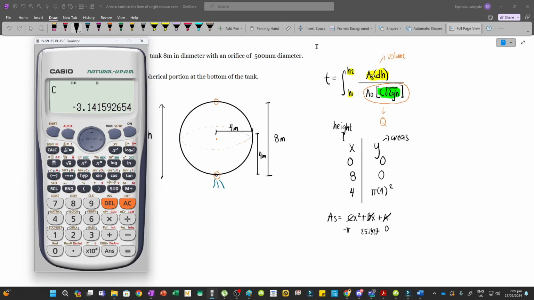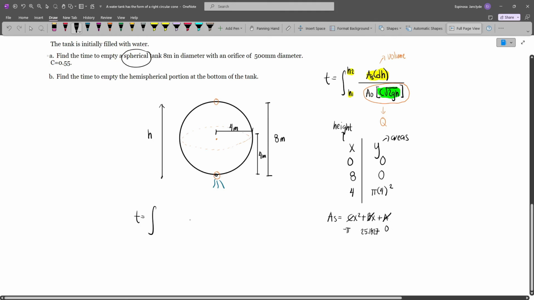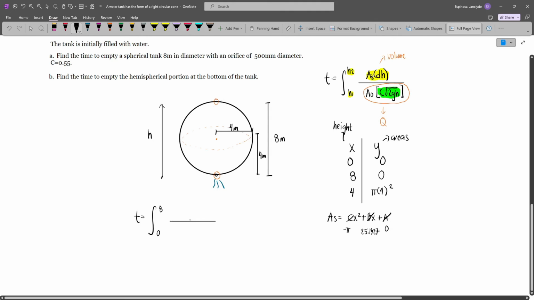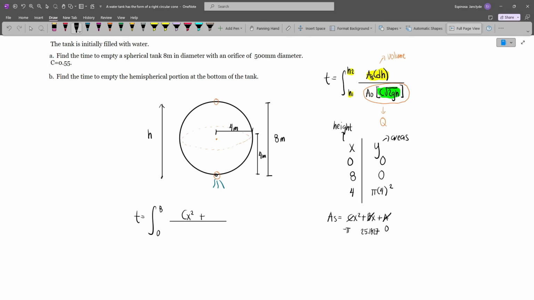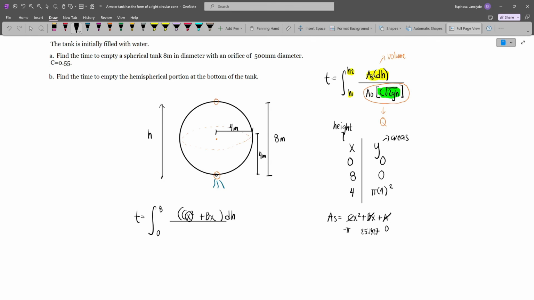And so now, we can already use this equation. Diba, time is equal to the integral of h1 to h2. Now, yung h1 natin for the whole tank, kasi spherical kasi yung for letter A, that will be 0 up to 8. And then our AS will be cx squared plus bx. Hindi na natin isasali yung A, kasi 0 lang naman yung value. And then we have dh. By the way, itong x dito, that's just your h.